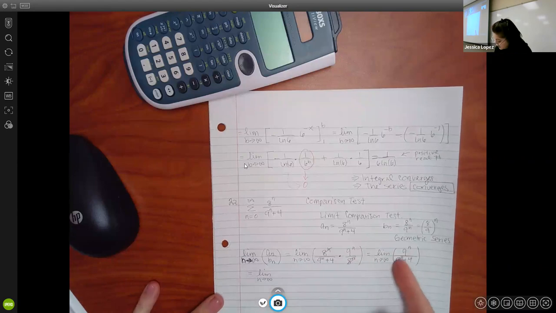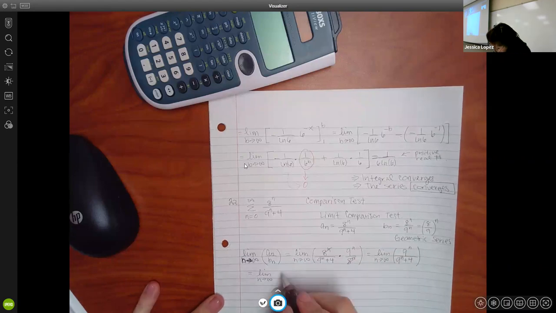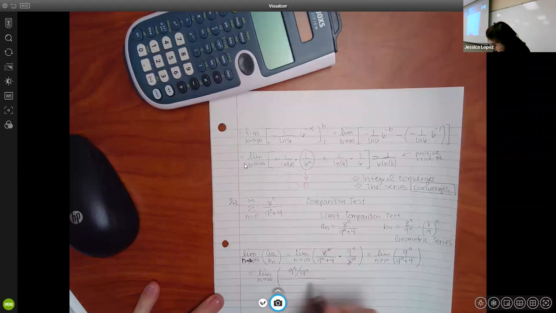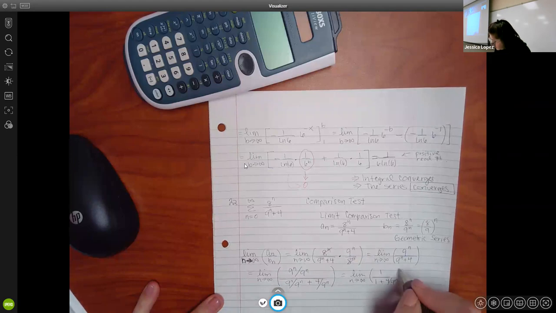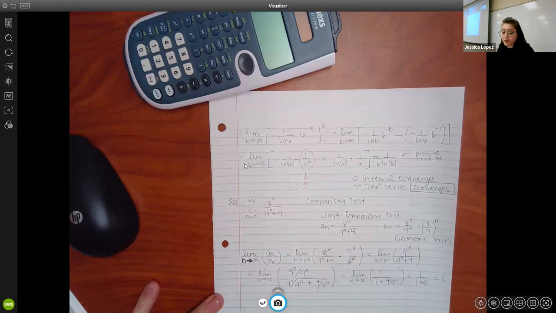This is an exponential, but the highest exponent is n. So I'm going to do 9 to the n divided by 9 to the n, 9 to the n divided by 9 to the n, and then 4 divided by 9 to the n. So I would have got 1 over 1 plus 4 over an exponential. As n goes to infinity, the exponential goes to infinity, which means the fraction goes to 0. And so you do end up with 1.